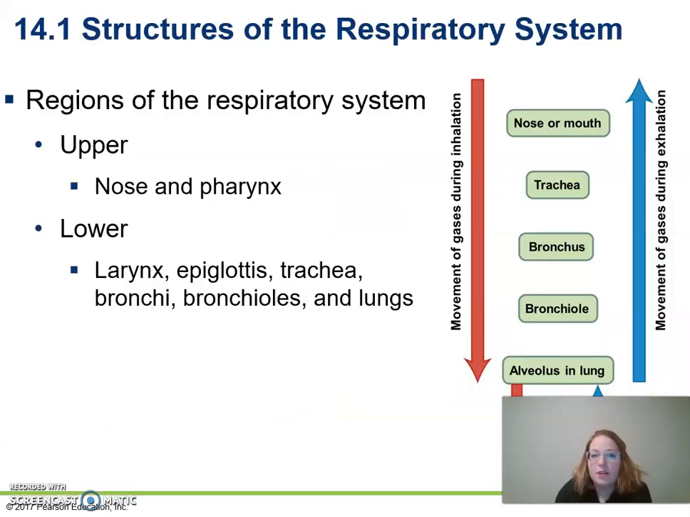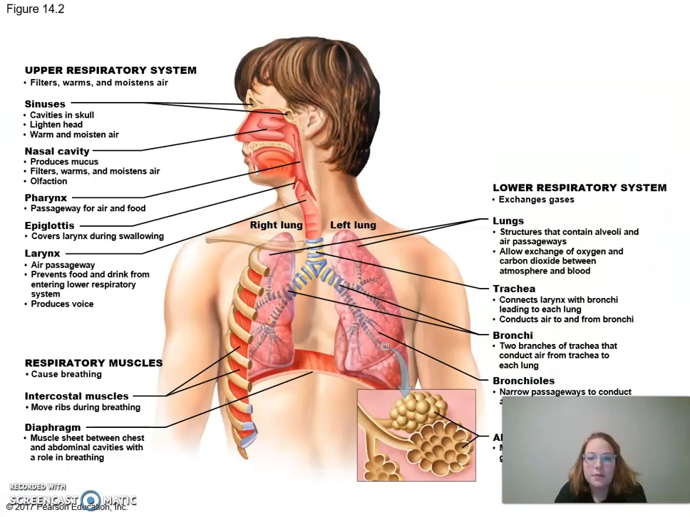Okay. So let's look at the specific structures and how they help along this path to get oxygen in and carbon dioxide out. So you've got two sections. You've got the upper, nasal cavity, pharynx, and then you've got the lower, your voice box, your larynx, trachea, the branches, your lungs. And so this is a beautiful view of our upper and lower respiratory system. So like if you have an upper respiratory infection, it'll usually be in your nasal cavity, your sinuses, right?